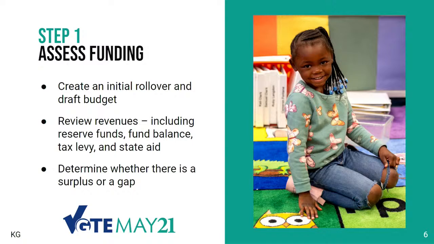In terms of step one, this is essentially where you've been part of this, and many of you have been part of this for years. This is where we create the initial rollover budget and a draft budget. It's where we review revenues, our reserve funds, fund balance, the tax levy, and the state aid. It's really where we're doing that rollover and determining whether we have a surplus or a gap. This is what you have been part of. Romeo starts this process with us and is so awesome about bringing us step by step through this.